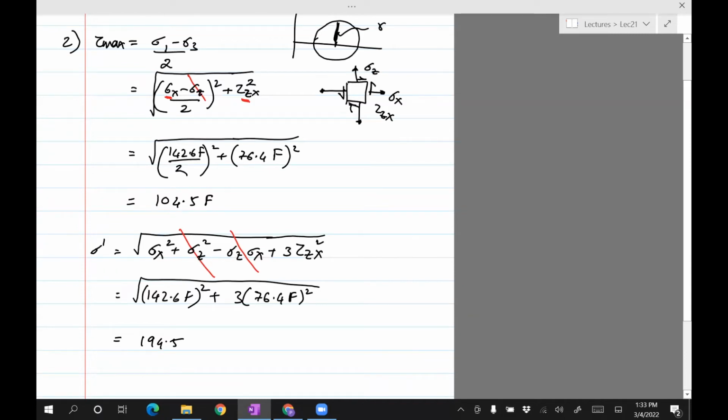Professor, how did F cancel out? Again, like 194.5, shouldn't there be F? Can you say that again? The last part, like 194.5. Oh, I skipped it, my bad. It should be a function of F. Yeah, good catch.